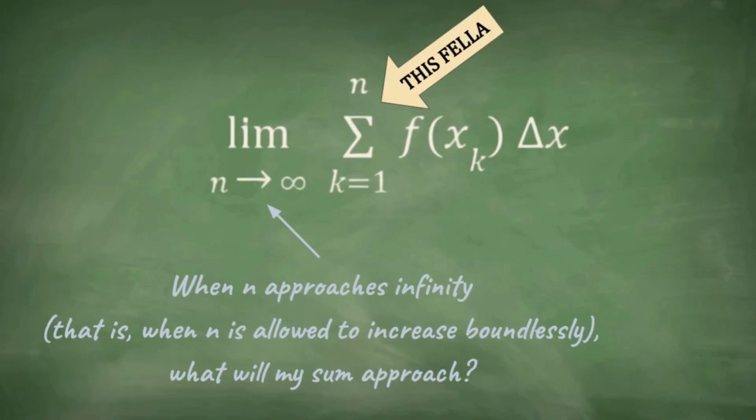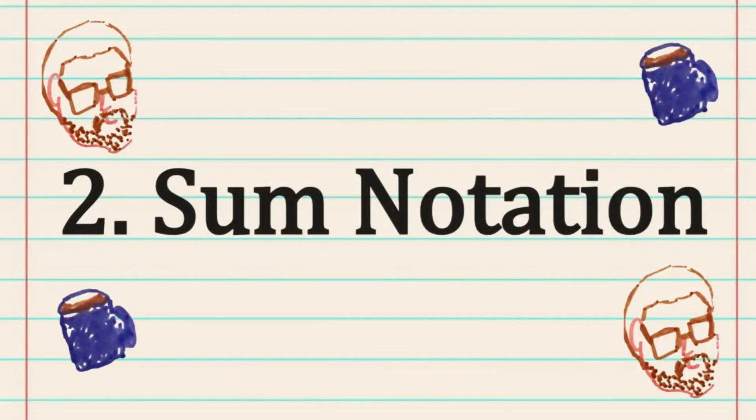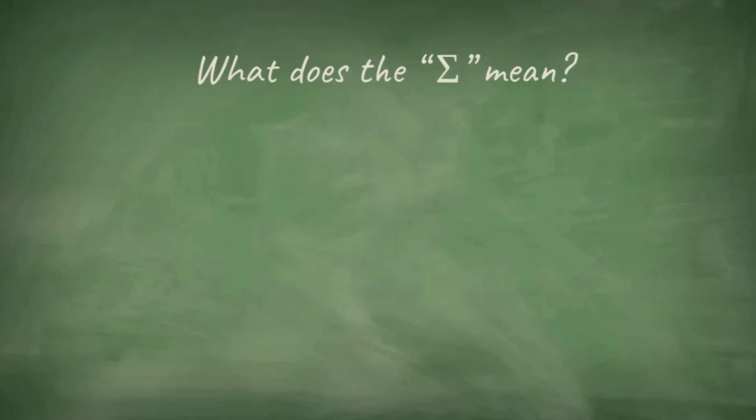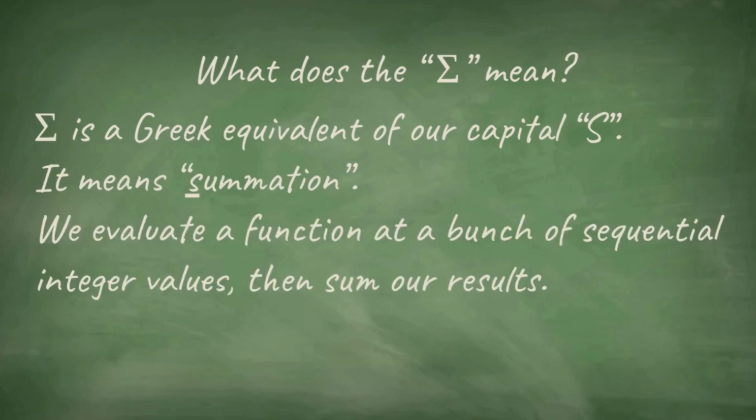Which brings us to a discussion on a notation that you may or may not be familiar with called sum notation. So what does that thing mean? Well, that thing is a Greek letter capital sigma. Sigma is a Greek equivalent of S, so capital sigma is a Greek capital S. It means summation, hence the S.